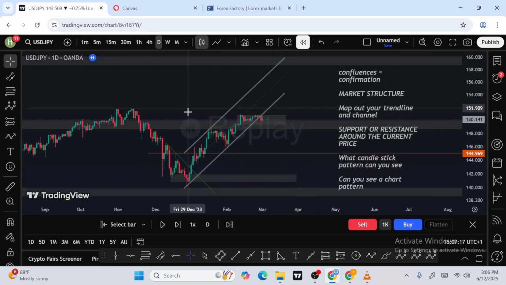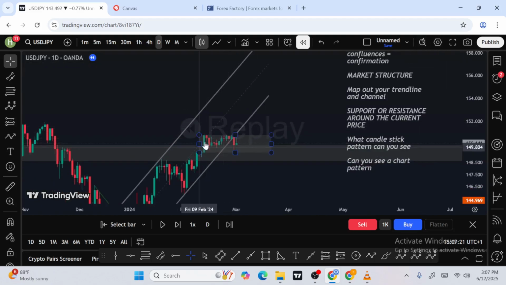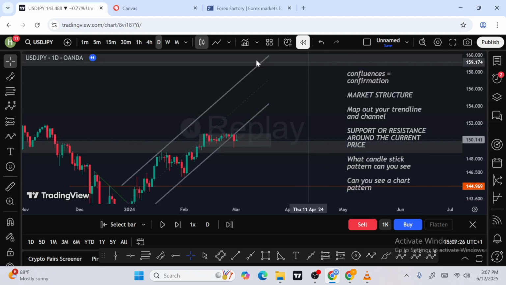And now we are able to get a chart pattern. First of all, our zone has broken to the upside. So I'm expecting that this market come to this next zone here. But I'm seeing a chart pattern here that I'm not calling a bullish rectangle. Now let's see.